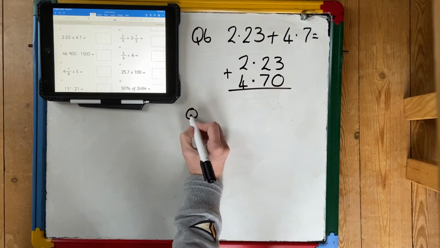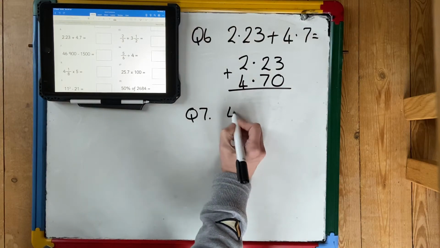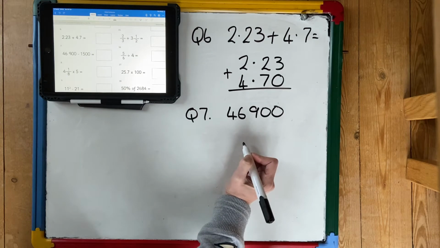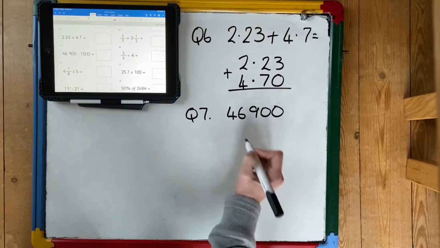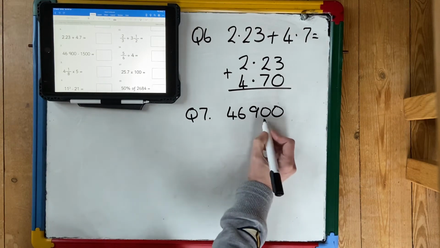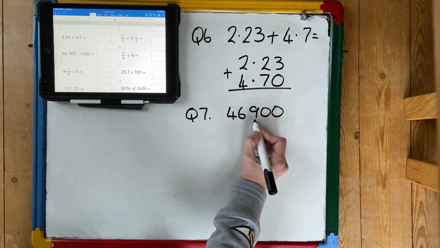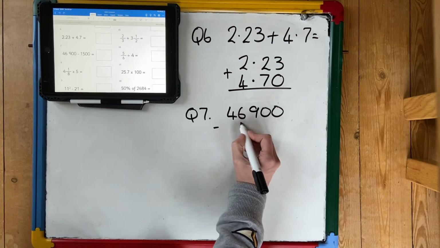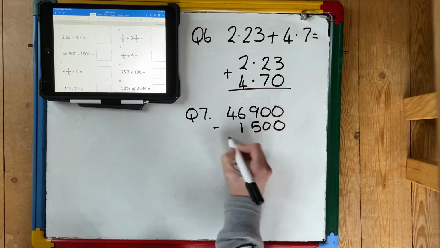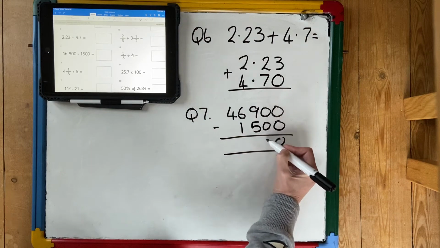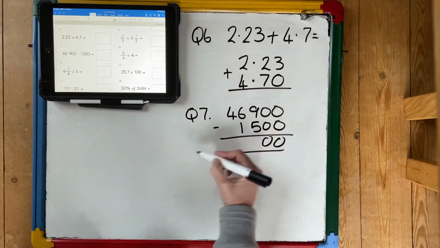Question 7. 46,900 subtract 1,500. Quite a lot of you will be able to do that mentally. 46,900 subtract 1,000 and then subtract 500. If not, do a column subtraction. So 46,900 subtract 1,500. 0 subtract 0, 0 subtract 0, 9 subtract 5, and so on.